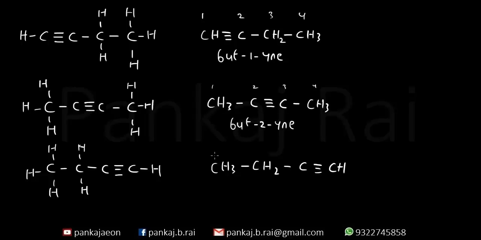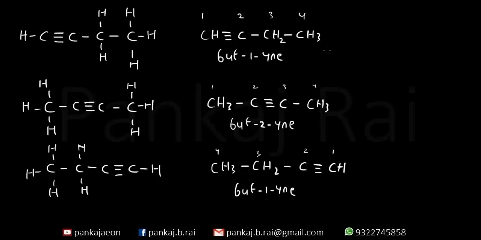Look at this one. Numbering cannot begin from left. Numbering has to begin from right because this is the carbon atom which is closest to the triple bond. So numbering would be 1, 2, 3, 4. The triple bond is lying between first and the second carbon. So the triple bond is starting from the first carbon. So this will be named as but-1-yne.